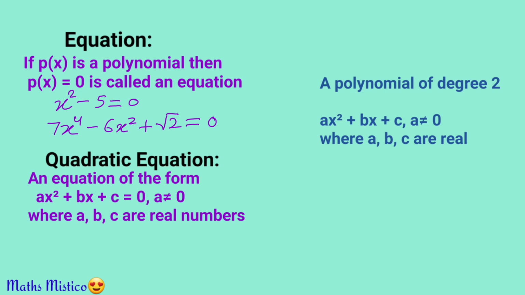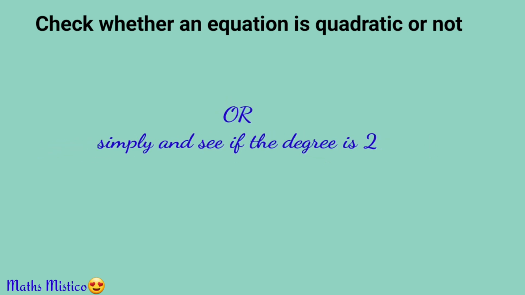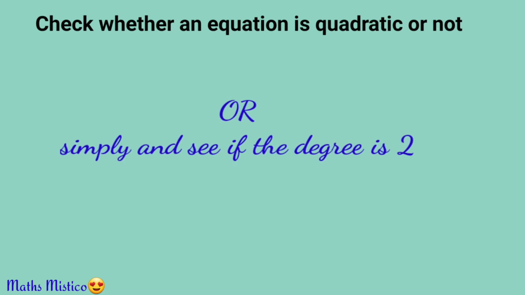Like 10x square equal to 0, 15x square minus 7x plus 5 equal to 0. If you are given an equation, then how can you check whether it is quadratic or not? For this, we have to simplify the equation and bring all the terms to the left hand side. Then by comparing it with the standard form, we can easily tell if it is quadratic or not.